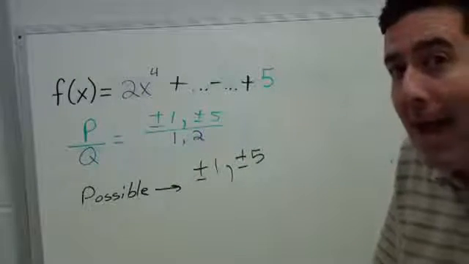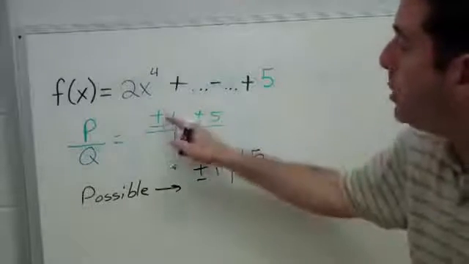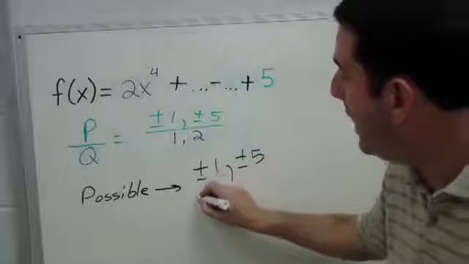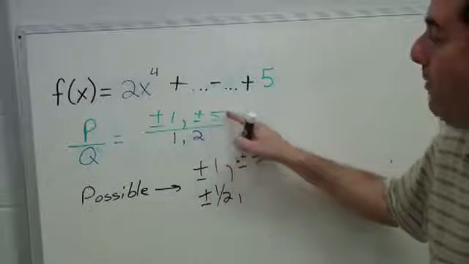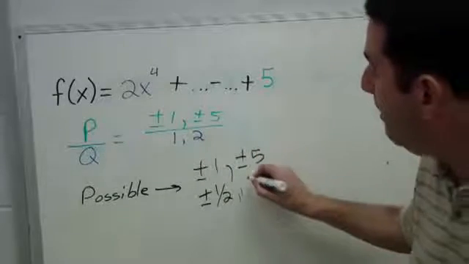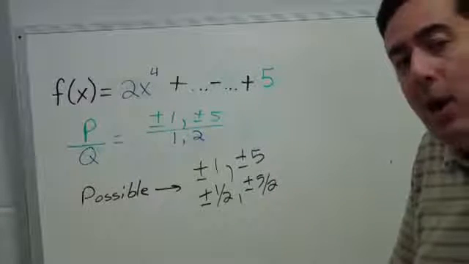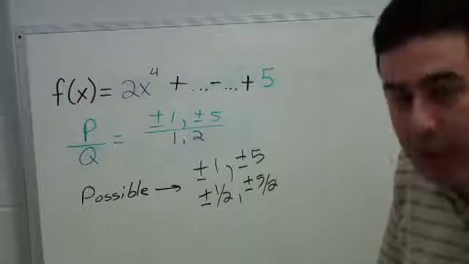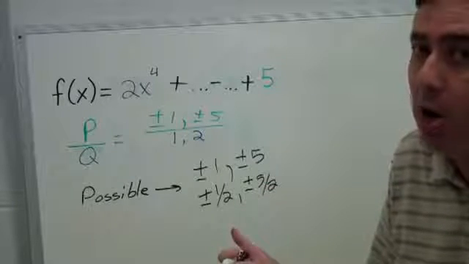Now let's come back and do each of those things over 2. Plus or minus 1 over 2, that's plus or minus 1/2. Plus or minus 5 over 2, that's plus or minus 5/2. So now we've got a list of possible things to divide by. Some of these are going to work, not all of them.